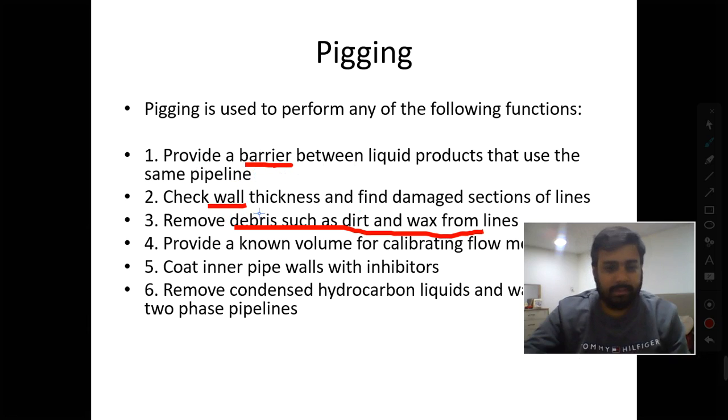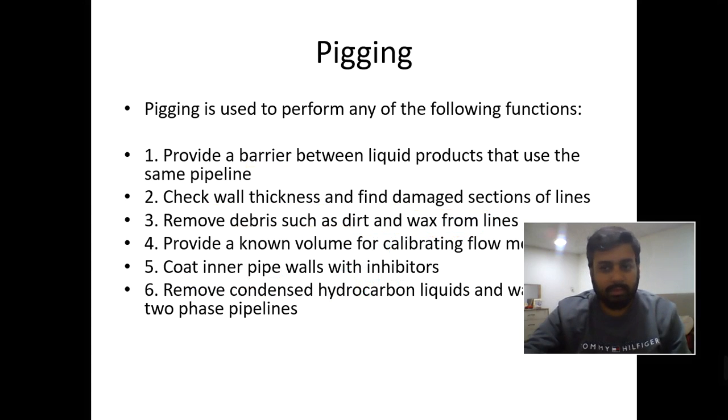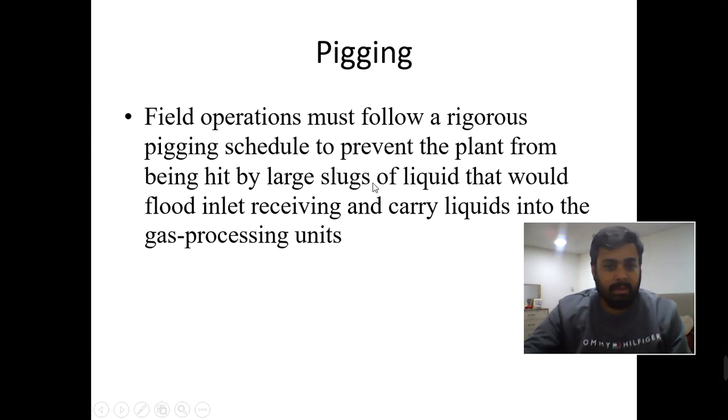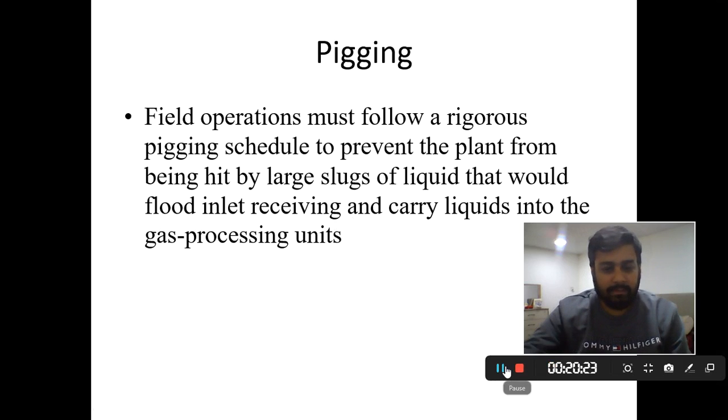Also, it checks the wall thickness and any damaged section inside, sometimes to do a survey of the inside of the pipeline thickness, to check the corrosion and so on, to check the inner coating with inhibitors. These are the main functions, and I'll show you now the examples of pigging also. We usually have to carry out these pigging operations, and let's see first what they are.